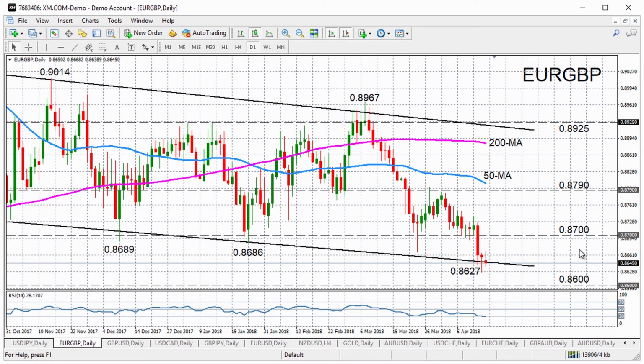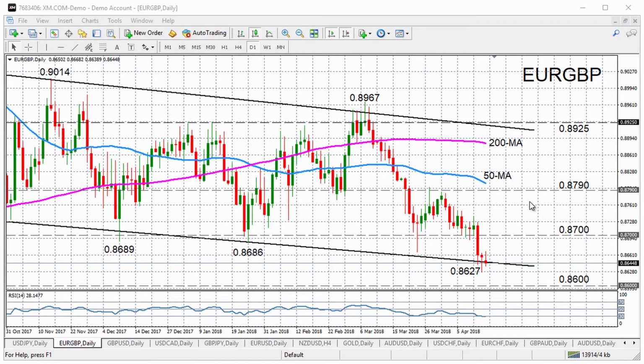Let's now turn our attention to euro pound. Euro pound has been in a slight downwards sloping channel in the medium term. It hit the bottom of the channel last week when it hit a 10.5 month low of 0.8627. So the lower bound of that downward sloping channel is at the moment providing support for the pair.